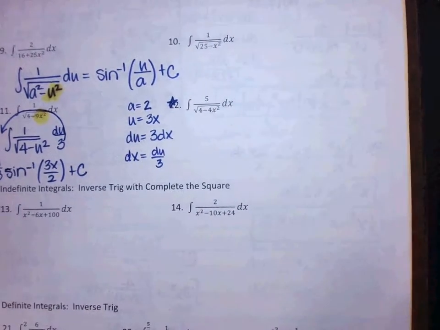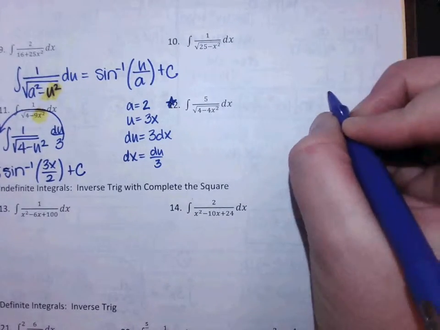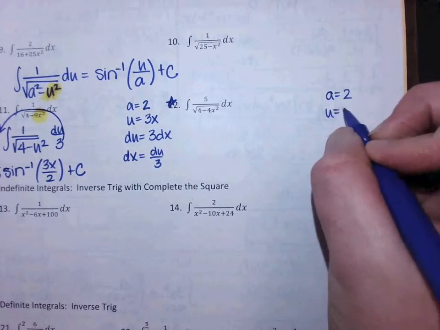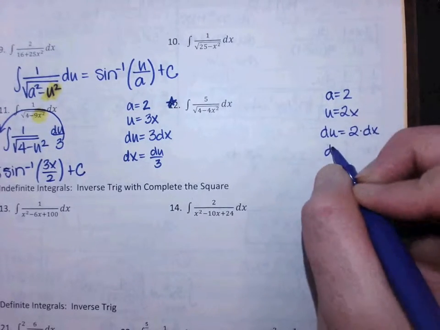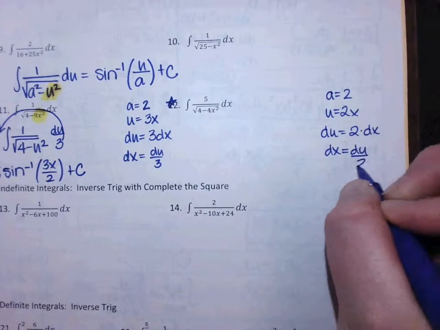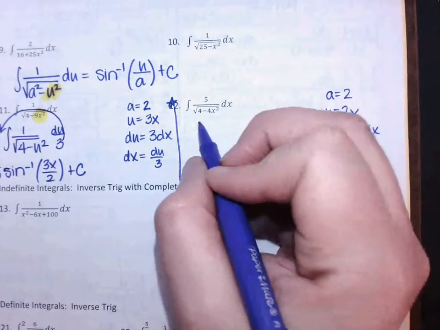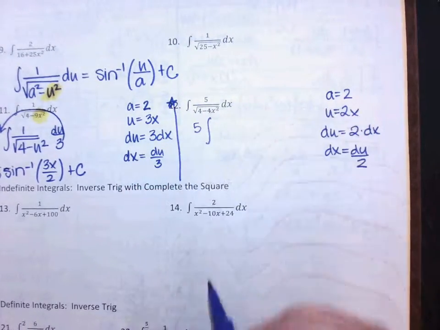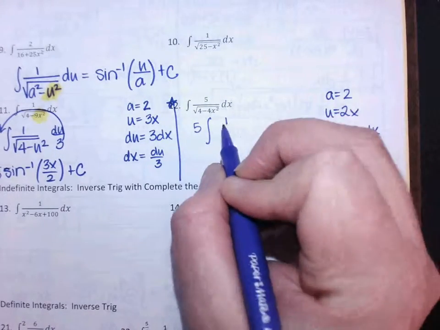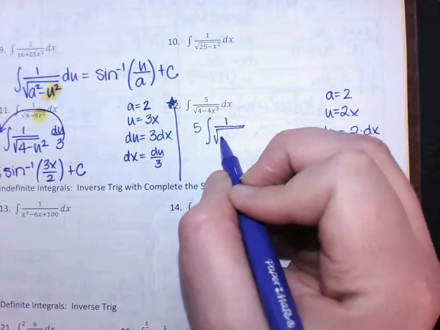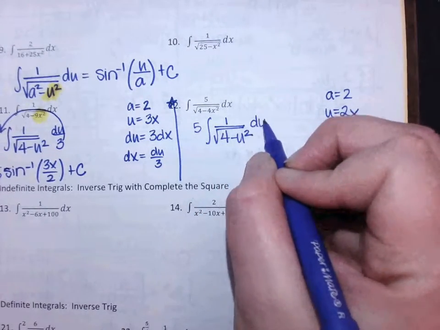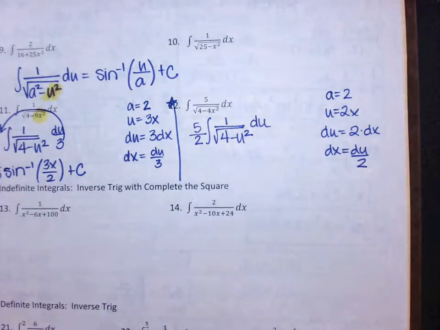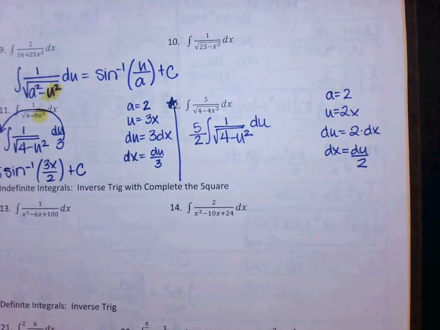Okay, so I'm going to write it up here. You can check your work if you already did it. Your A was a 2. U should have been a 2x. Du is a 2 dx, which makes dx du over 2. Rewrite your integral. It would have been 5, and I'm just going to bring that to the outside because I don't want to do it later. 1 over square root of 4 minus u squared, and then since dx is du over 2, I'm going to put the over 2 out there with the 5. If you did that in 2 steps, though, that's fine. Then from there, you're using your rule.